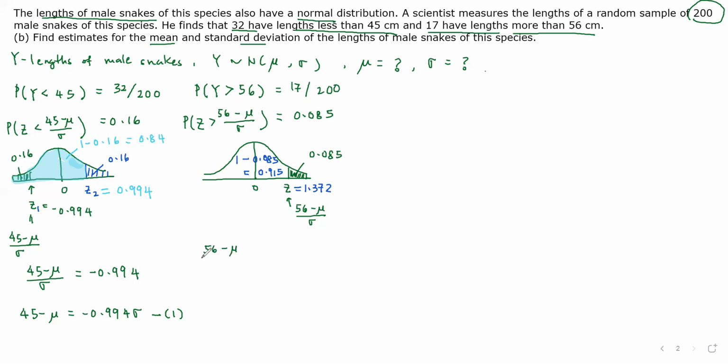56 minus mu over sigma must be 1.372. Multiplying by sigma, 56 minus mean is 1.372 sigma. That is equation number 2. We need to solve equation number 1 and equation number 2 to find the value of mu and the value of sigma.